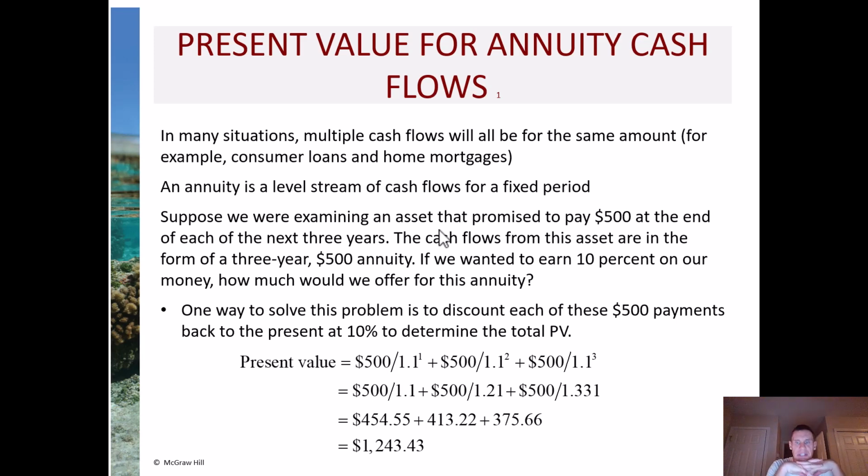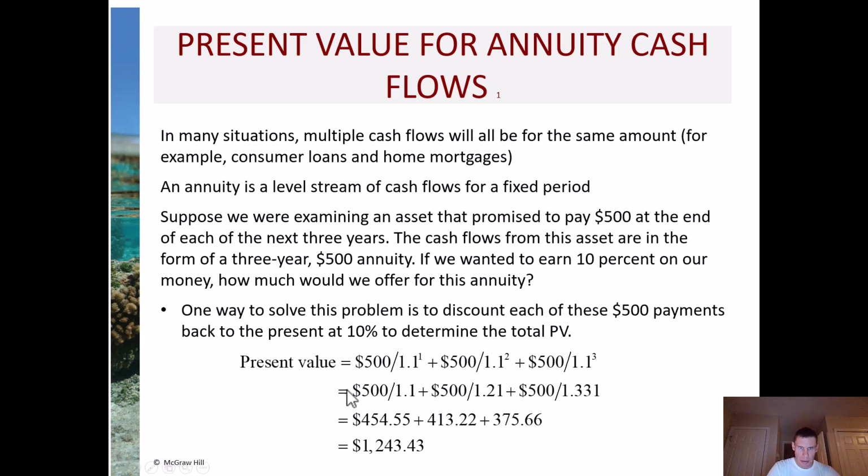Suppose we're examining an asset that promises to pay 500 bucks at the end of each of the next 3 years. The cash flows from this asset are in the form of a 3-year, $500 annuity. If we wanted to earn 10% on our money, how much would we offer for this annuity? One way we could solve this is to discount each of those $500 payments back, like we did before, using the 10% discount rate.